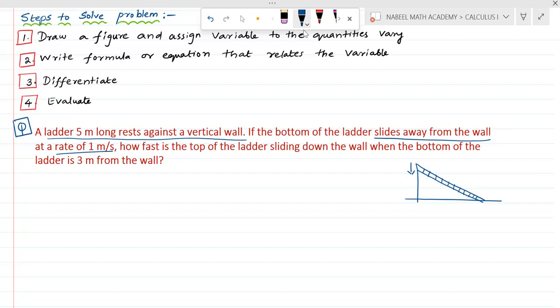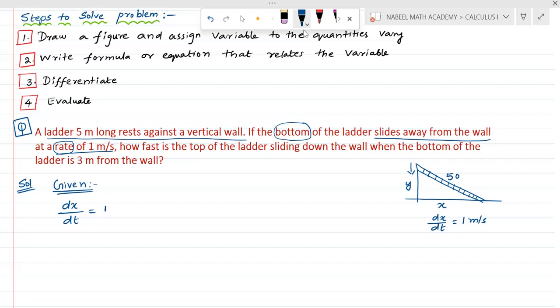First of all, I say this one is x and this is y, and this is my 5 meter ladder. First of all, I write the given terms. What is given here? The first one is dx over dt. So the rate is given, the rate of the bottom of the ladder. Bottom means the variable x, therefore it is dx over dt. This is the rate which is given, 1 meter per second. So dx over dt is equal to 1.